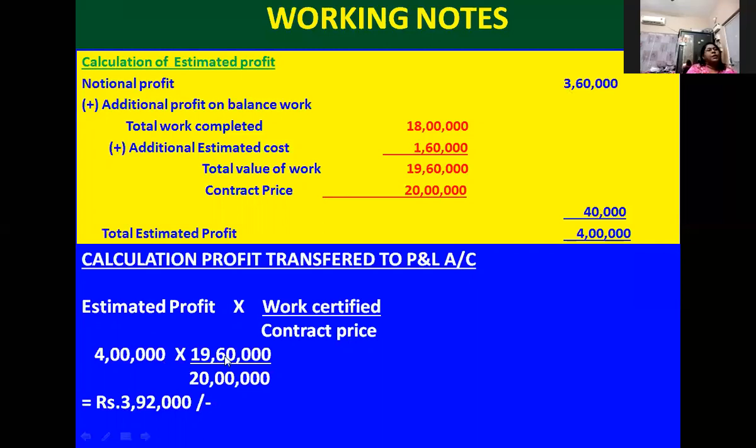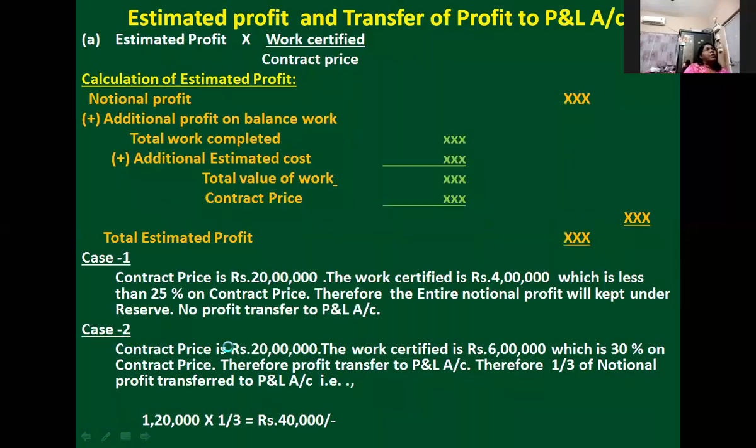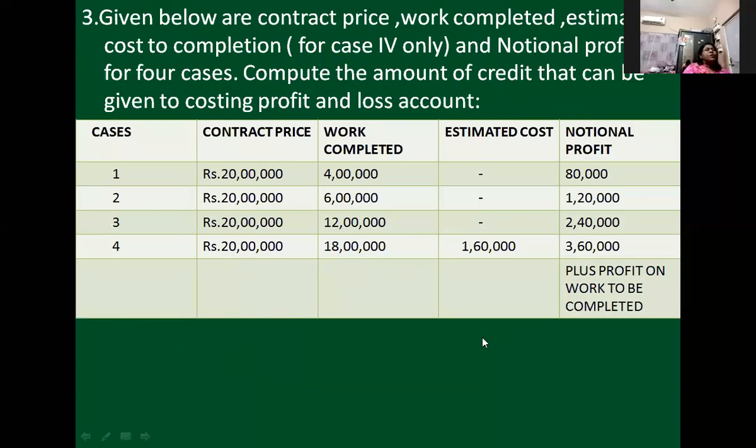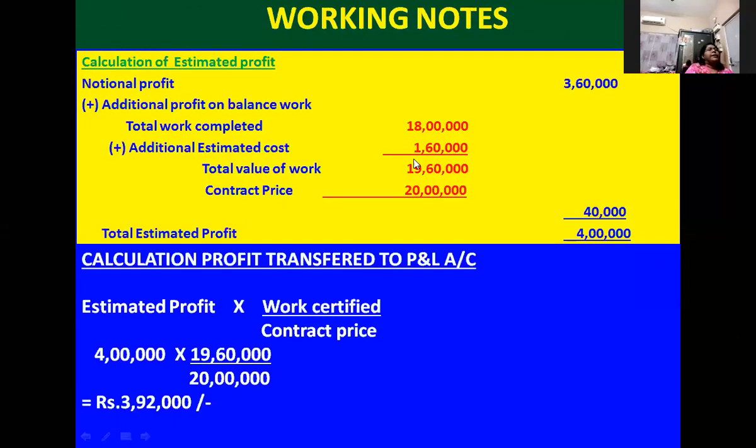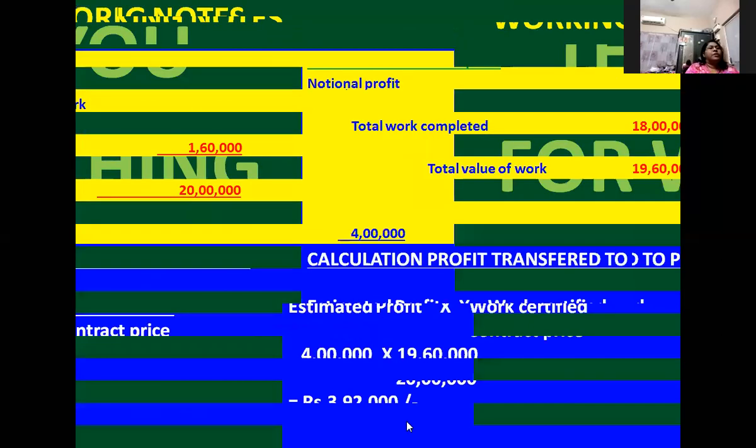So 4 lakhs into work certified. Work certified given in the problem is, look at that, work certified 19,60,000. We calculated this in the working notes, 19,60,000, and the contract price was 20 lakhs. So how much profit is transferred to P&L account? 3,92,000 only. Out of 4 lakhs, only 3,92,000 will be transferred to P&L account. The remaining balance will be put under reserve.